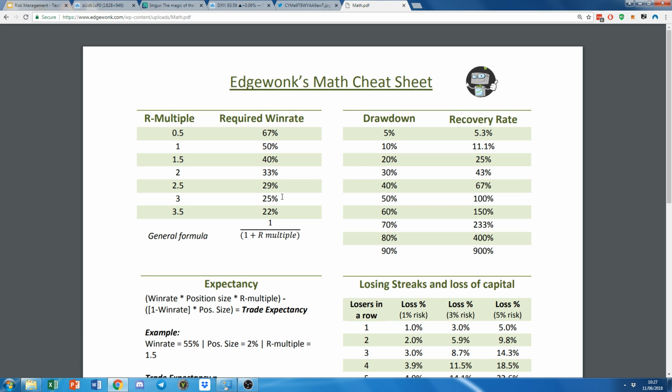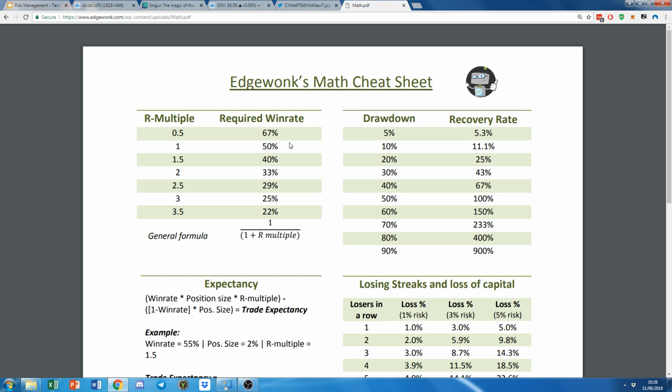And again, whether you want to be a higher R, lower win rate trader, or a lower R, higher win rate trader, I hope I said that right, it should be clear from this that depending on which camp you want, what side of the scale you want to be on, that dictates your required win rate, and it also comes down to personal preference and the types of trades you like to take.